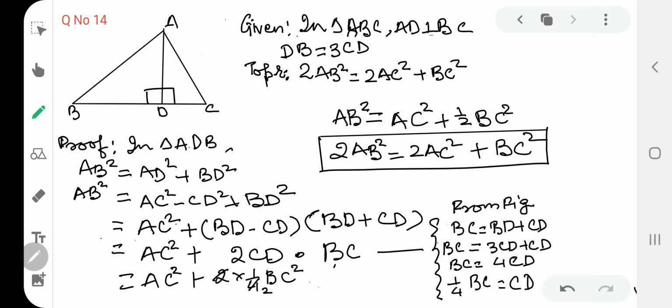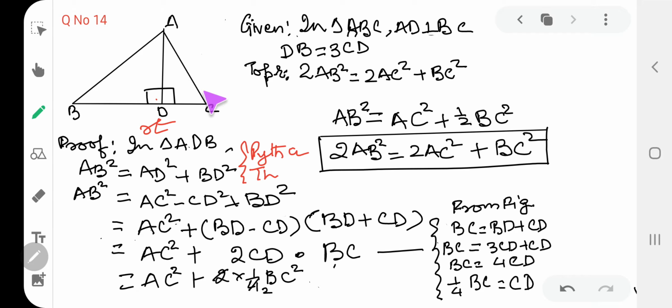So you will take right triangle ADB and you will apply Pythagoras theorem in it. So you will get AB square is equal to AD square plus BD square. Then again be focused on the to prove. In the to prove you don't have AD in the right hand side. AD is not there. In place of AD you have AC.